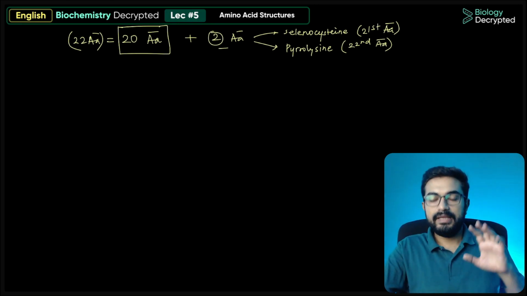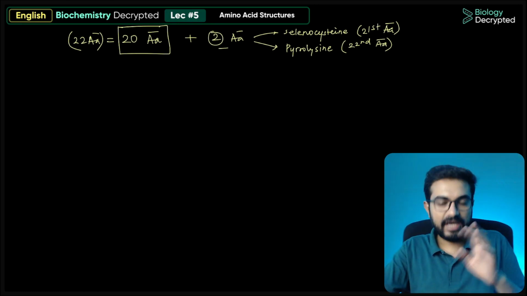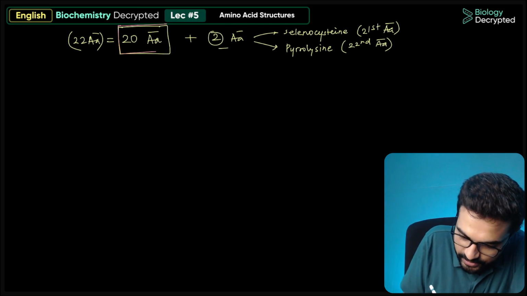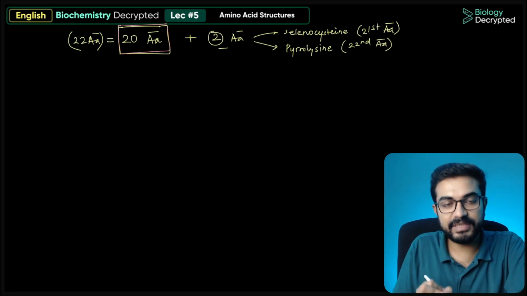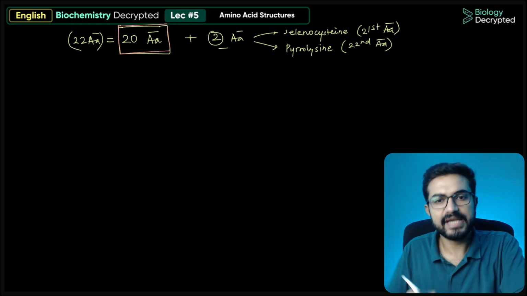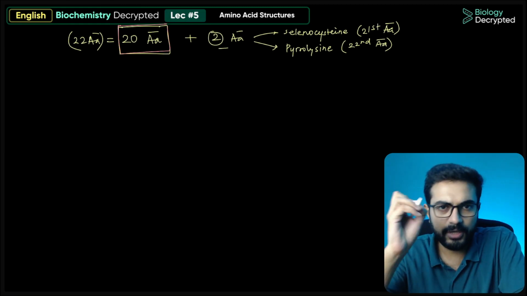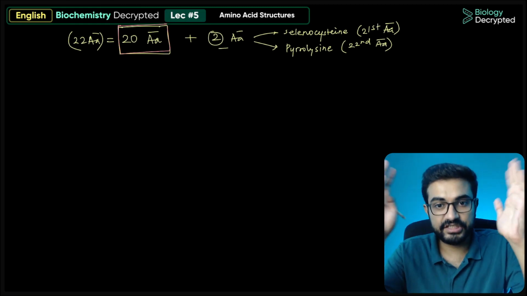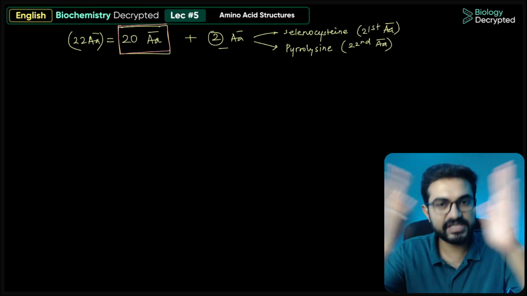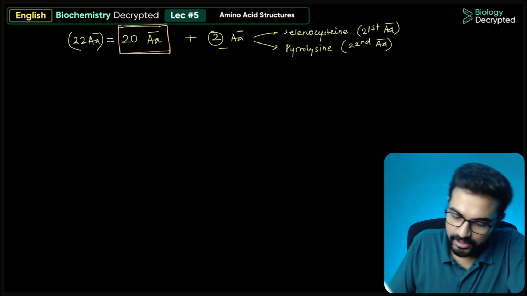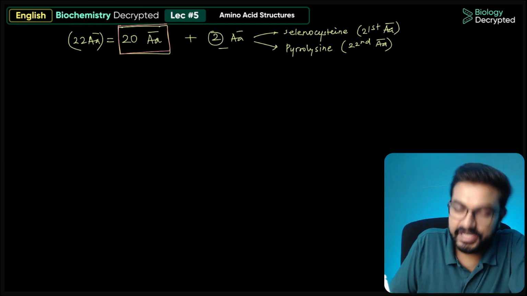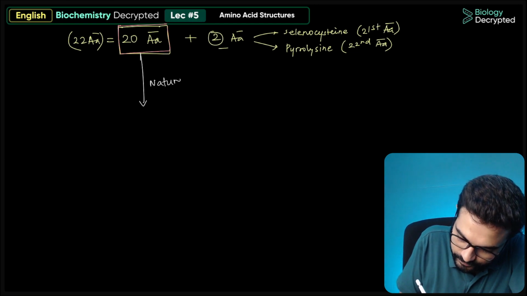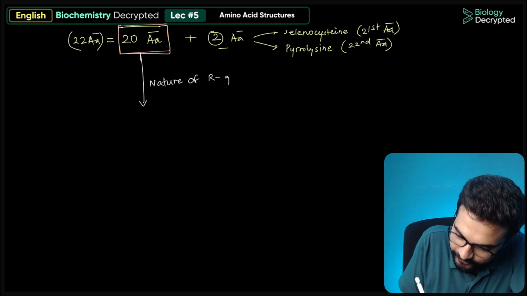Now let's talk about the nature of the R group. First, we'll talk about these 20 amino acids. Our discussion will be mainly based on the structures of 20 different amino acids, and finally in the end we'll be talking about these two amino acids, and we'll talk about the structures only. In this particular class, we'll be just talking about the structures. So based on the nature of the R group.